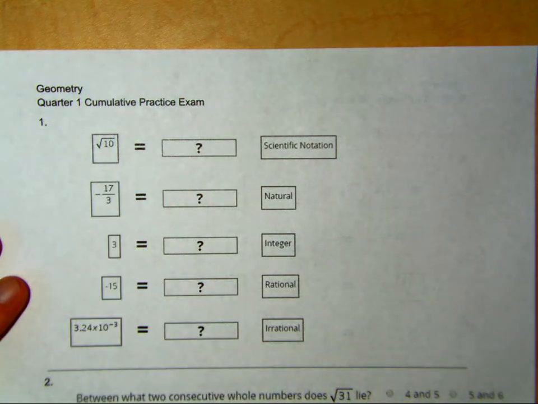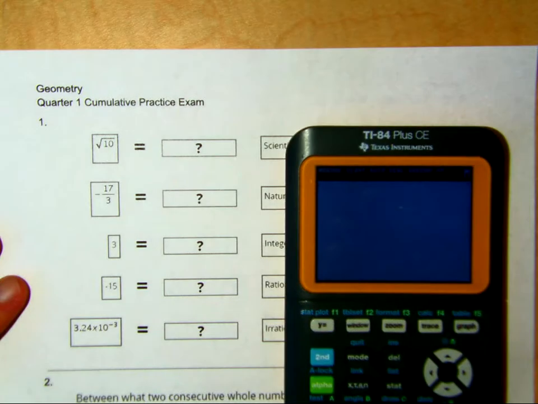So anything that is a square root, you have to look at, is it a perfect square or not? If it's a perfect square, you can take it out of the square root. If not, it's always irrational. Okay, and if you're not sure, you can always even use your calculator to help you, right?